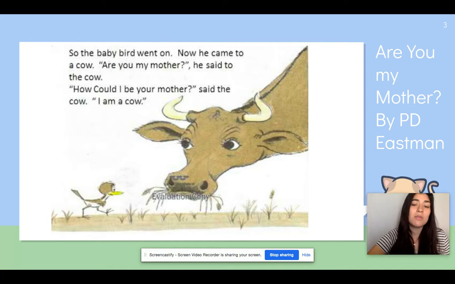And here we came to the conclusion yesterday that there is too many differences. The cow had horns and the bird did not. The bird had a beak and the cow did not. The bird was itty bitty and could fly, while the cow was big and just walked around and ate the grass. So we came to the conclusion that the cow was not the bird's mother. There was too many differences.